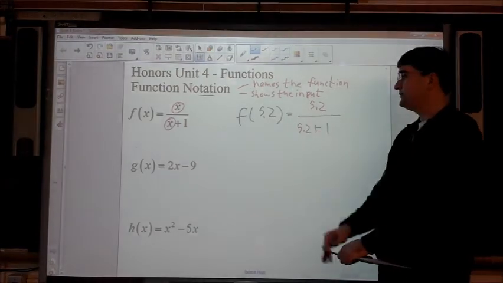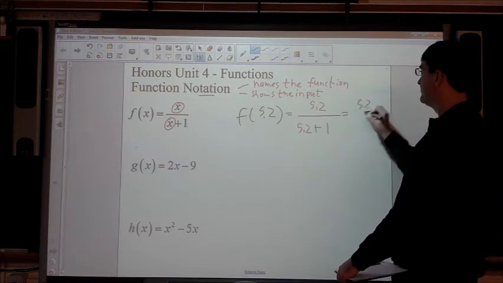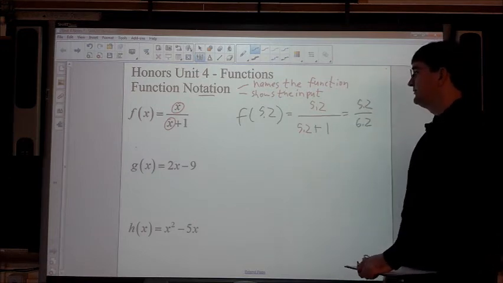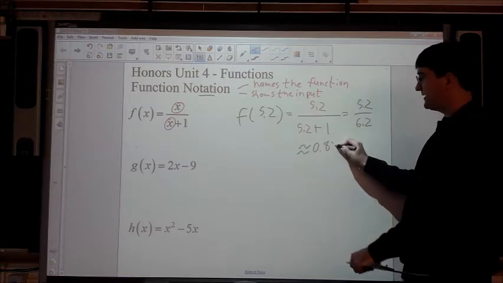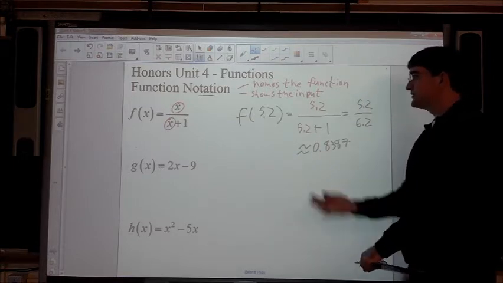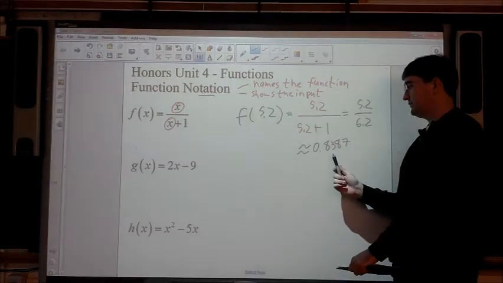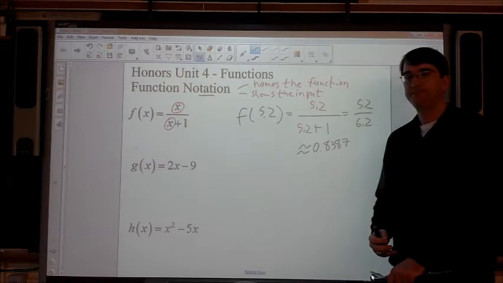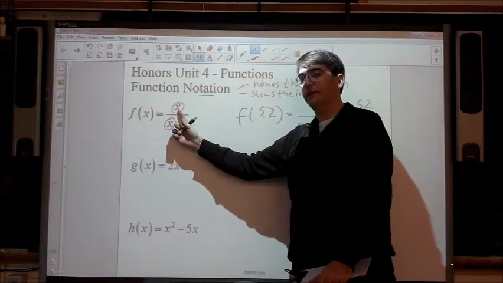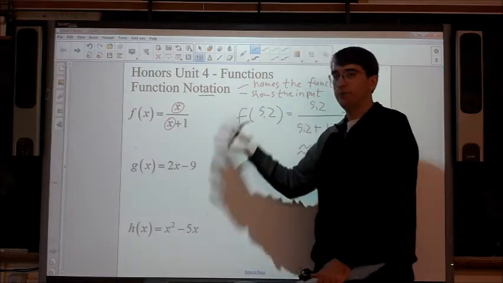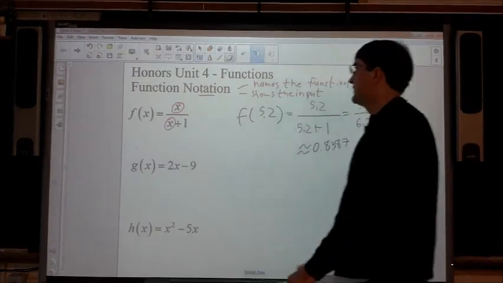I have 5.2 over 5.2 plus 1, which of course is 5.2 divided by 6.2. And if you do that in your calculator, it works out to be something like 0.8387. And so f of 5.2 is approximately equal to 0.8387. What we're doing is we're taking that 5.2 and replacing everywhere we see an x with the 5.2. This is, again, what you probably have done in class already.